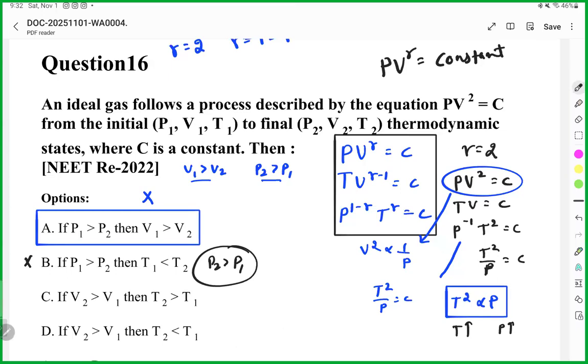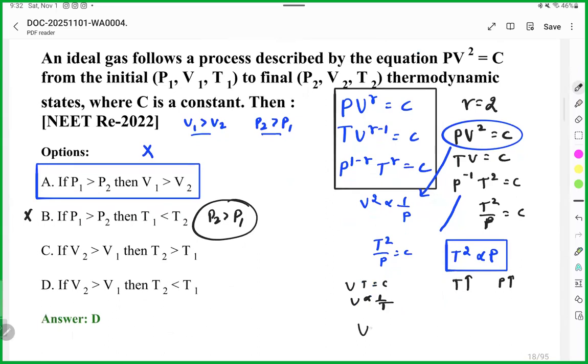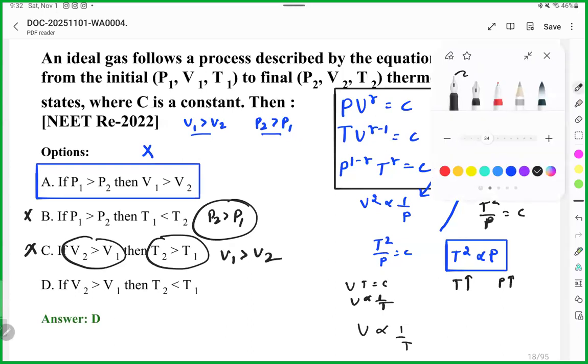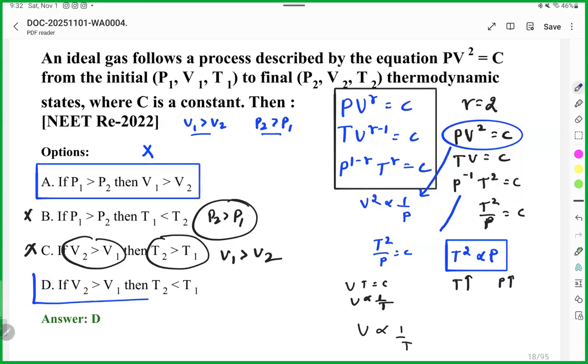Third question. The V and T equation is VT is equal to constant. V is inversely proportional to temperature. If temperature increases, volume should decrease. It should be V1 greater than V2, right? And last, same situation, and you know both are opposite to each other. Make sense?